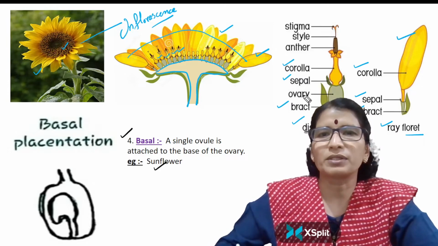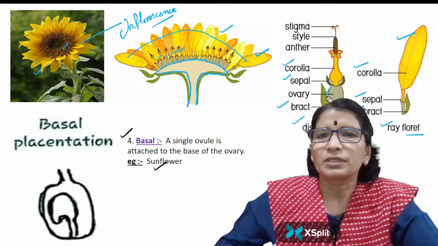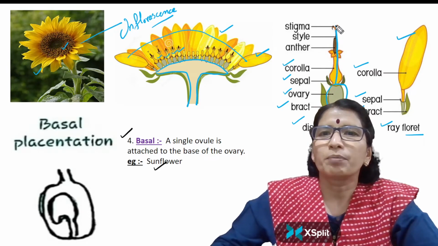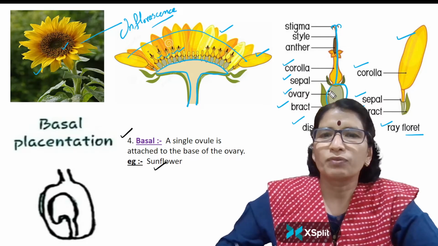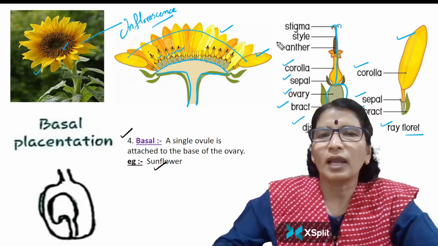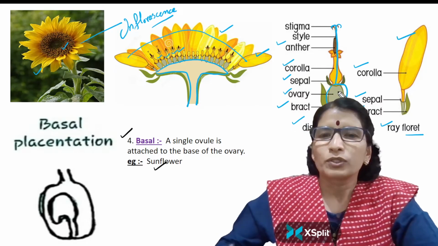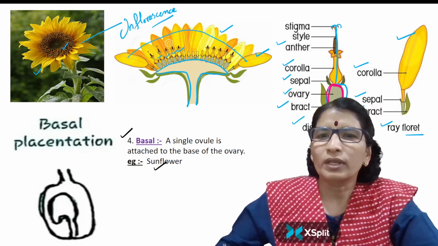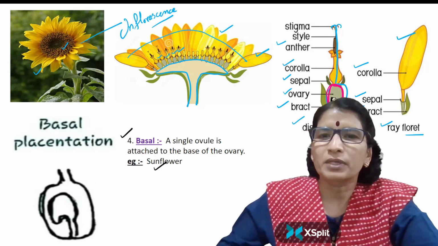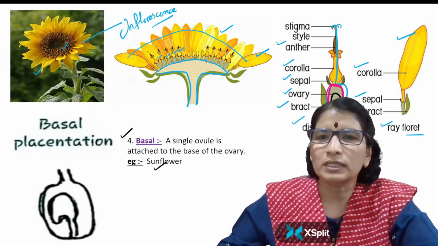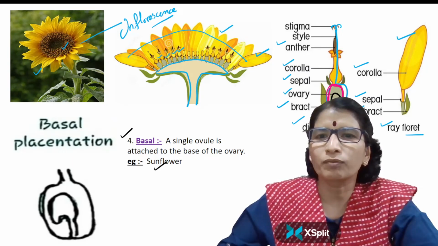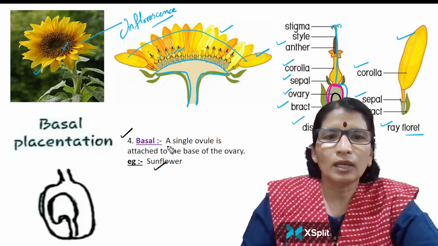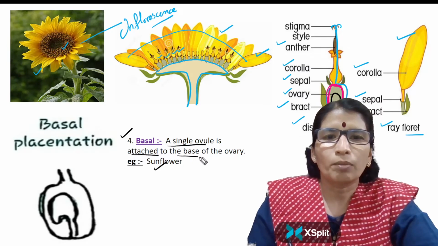organs are also present. In the female sex organ, this is the basal bulged one, the ovary; this is the style, and at the tip of the style, the stigma is present. This is the female sex organ. And the male sex organ, anther, is also present in the disc floret. So when we come to the ovary part, inside the ovary, only one single ovule is present. That single ovule is attached only at the base of the ovary. This is the base of the ovary. So in basal placentation, a single ovule is attached to the base of the ovary.